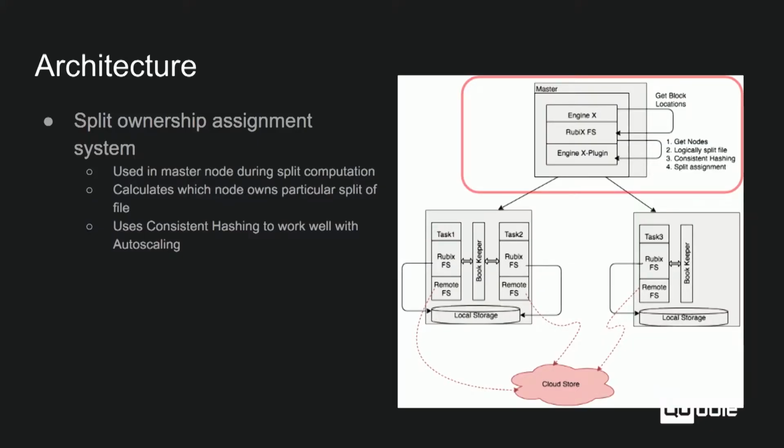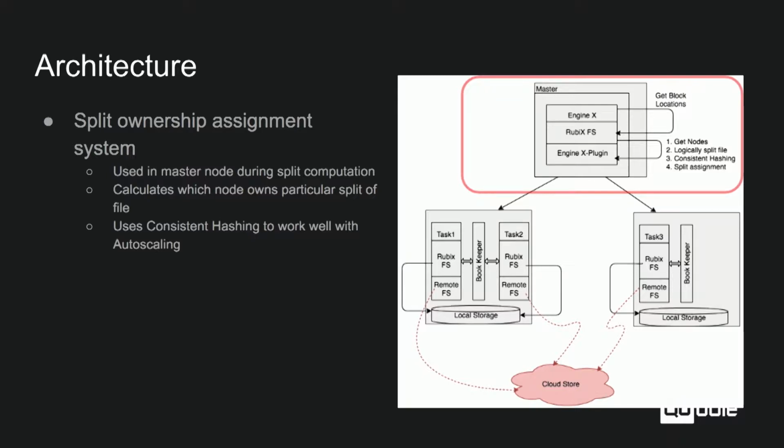Okay, so let's look a bit into detail at what the components are and what their responsibilities are. For the first one, the split ownership assignment system, consider Presto. When Presto asks the file system for the block locations of data, the Rubik's file system, which we have implemented, comes in. Instead of initializing Presto with S3, we initialize it with the S3 Rubik's file system, and tell Rubik's that the underlying Hadoop file system is S3.